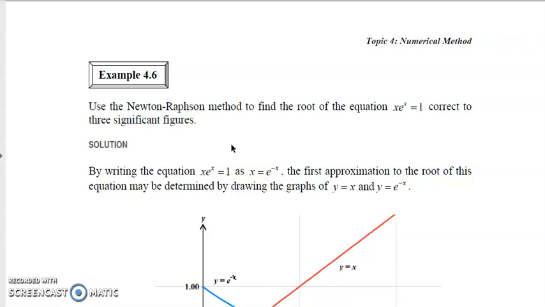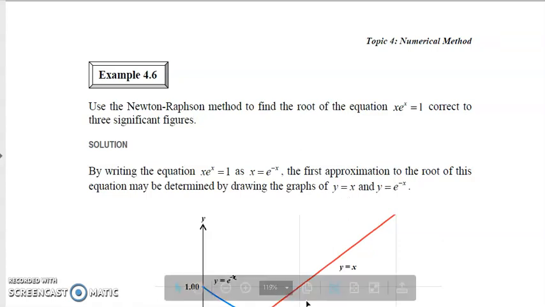We already have a solution. So if you try to look at here, first you need to write the equation. So the first step, you need to write the equation x e^x = 1 as x = e^(-x), which is you are going to have x = 1 over e^x actually. Okay, the approximation to the roots of this equation may be determined by drawing the graph.